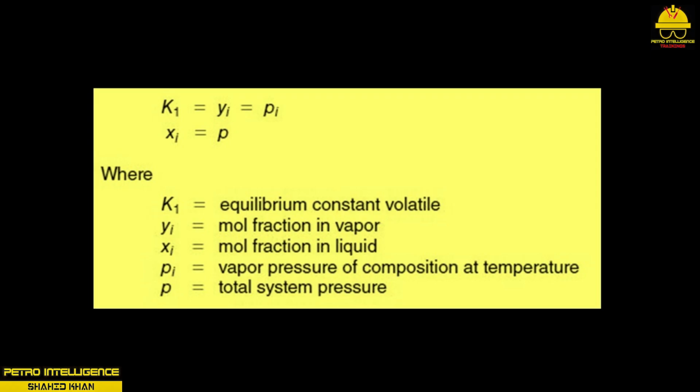Distillation calculations are used to determine vapor-liquid equilibrium data. A common equation used to determine performance is Raoult's law. Ki = yi/xi = Pi/P, where Ki equals equilibrium constant volatile, yi equals mole fraction in vapor, xi equals mole fraction in liquid, Pi equals vapor pressure of composition at temperature and P equals total system pressure.